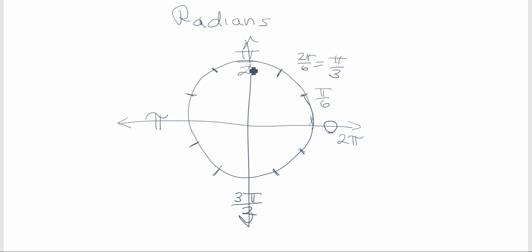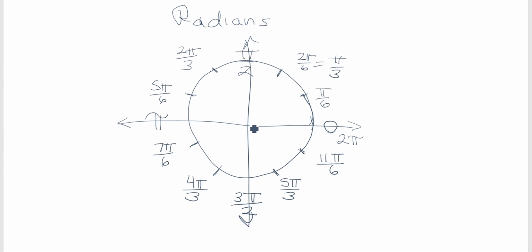3/6 would be a half. 4/6 would be reduced to 2/3. I'd have 5 pi over 6. 6/6 is 1. Then I'd have 7 pi over 6. 8 over 6 would reduce to 4/3. 9 over 6 is 3/2. 10 over 6 is 5/3. 11 over 6 would be the next. And then 12 over 6 would be my 2 pi.